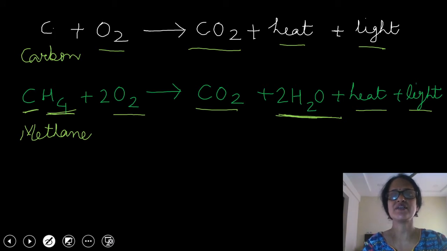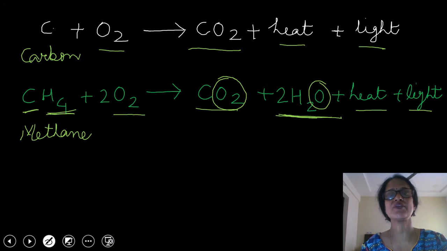Finally, we have to balance oxygen. You can see that in the product side we have total 4 atoms of oxygen, 2 in CO2 and 2 in water. So in the reactant side also we must have 4 atoms of oxygen. So for writing 4 atoms of oxygen, we will write 2O2. I hope it is clear to you. Now we will take a few more examples.